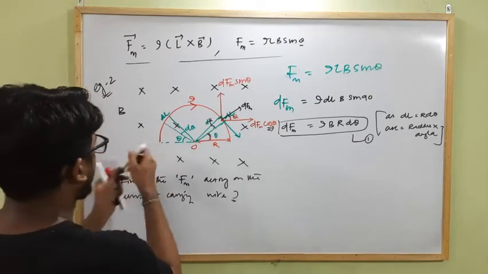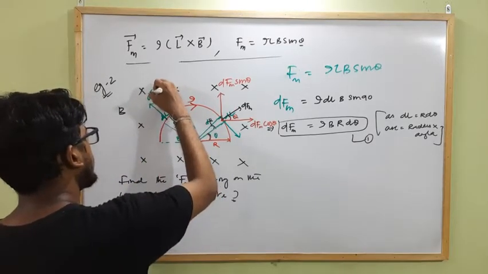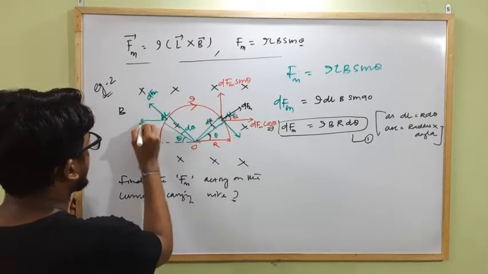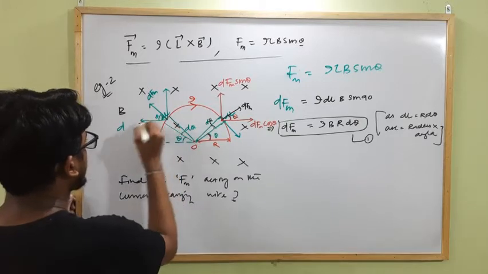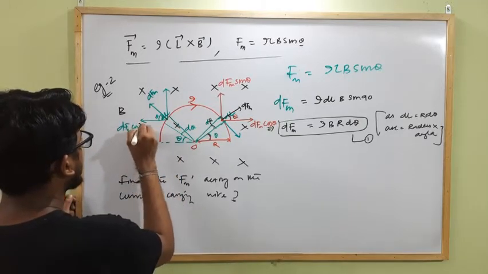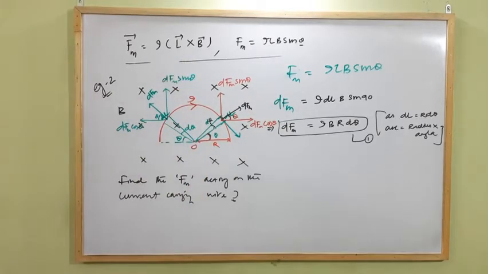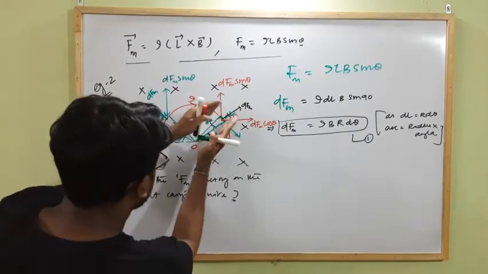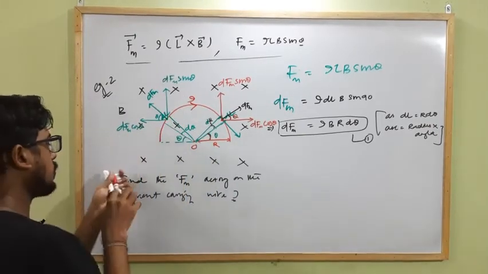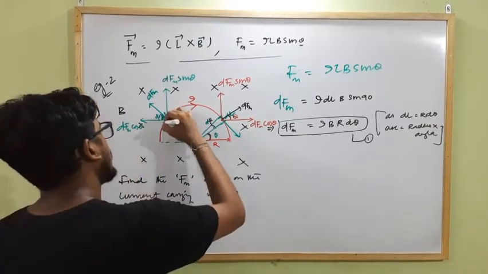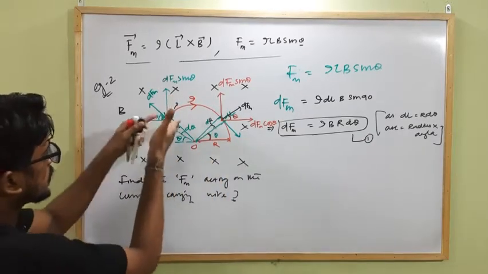From this point the force dF again acts along this direction, and similarly it has two components like this. If this angle is theta, this is also theta, so it will be dFm cos theta and dFm sin theta. Clear? Just opposite to this segment there is another current carrying segment. Here the current direction, so the L vector will be along this direction, the magnetic field is into the plane, so the force acts along this direction.